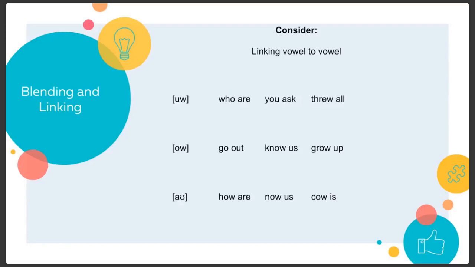For example, with "oo," like "who are you?" Or "you ask," or "through wall." Or we can say "oh," "go out, know us, grow up." And we can also say "ow." So, "how are, now us, cow is."